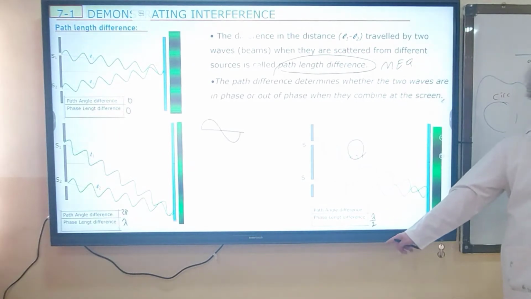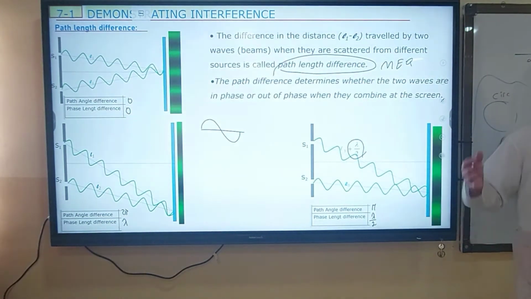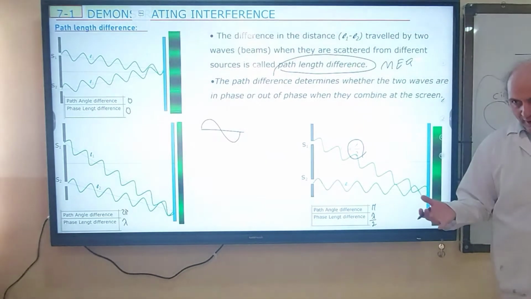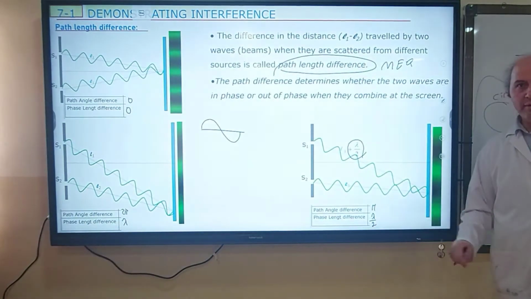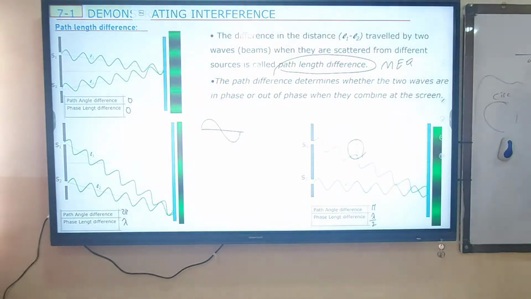Pi. Each lambda is 2 pi, so instead of lambda, 2 pi divided by 2 gives pi. The phase angle difference for the first dark fringe is only pi.